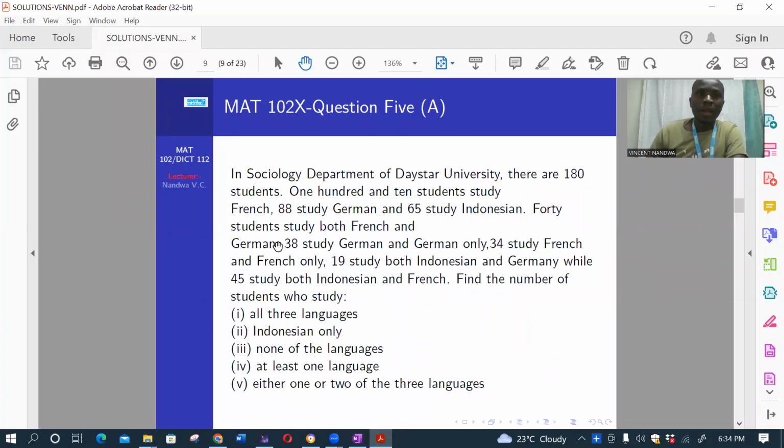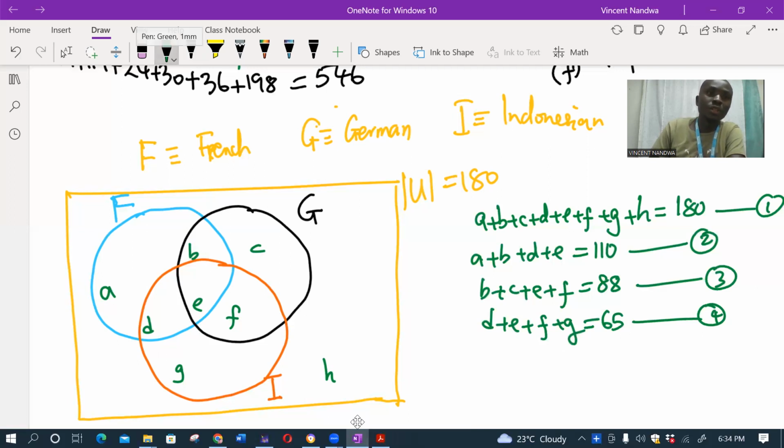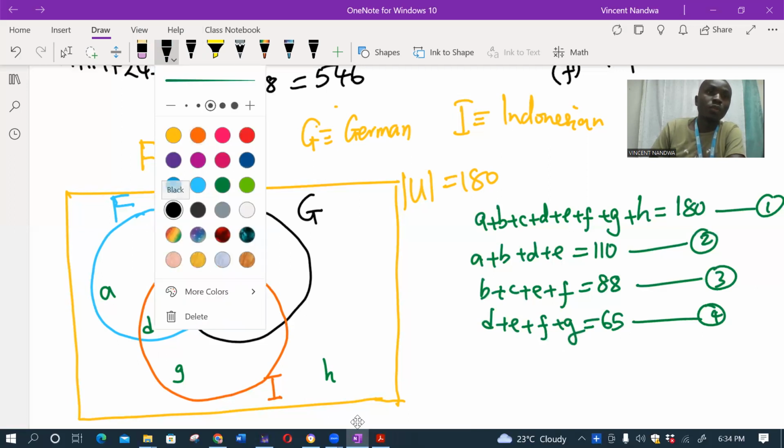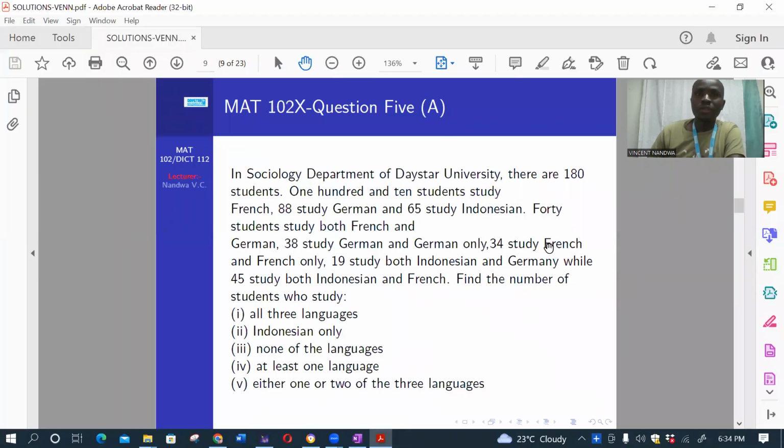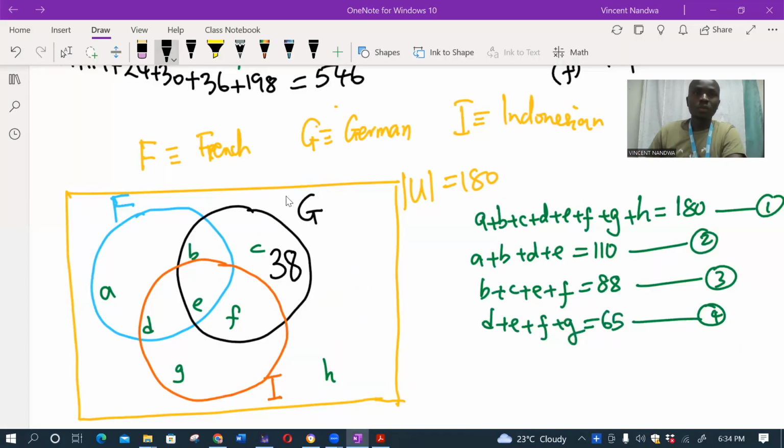Let's go to the intersections. Now, before the intersection, we have been told that 38 study German and German only. This means that you are in set G, and you can't be counted to be in any other set apart from G itself. And the section where you will be in G and not in any other set is this part C. So this way you have 38. And then 34 study French and French only means you are in F and you can't be counted to be in any other set apart from that F. So 34 will be this part here.